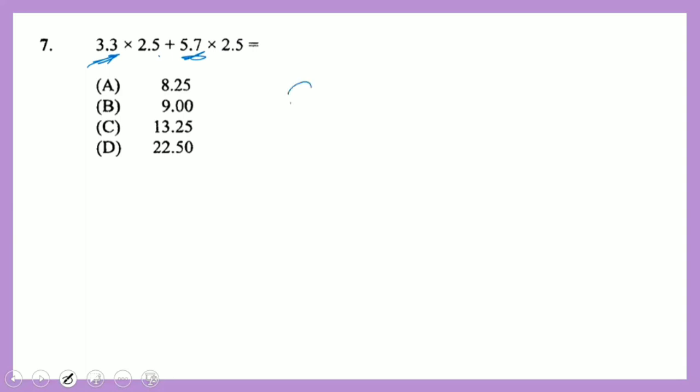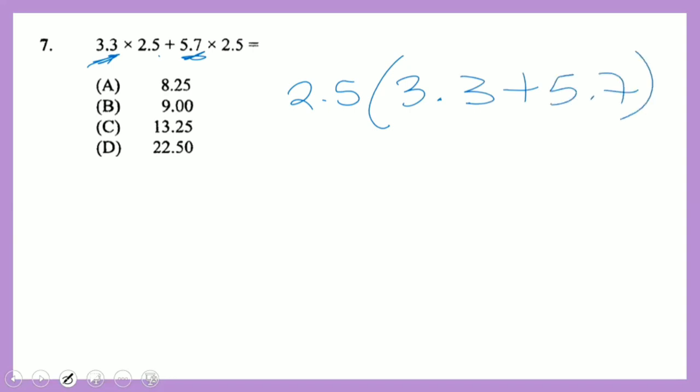So if you notice, 2.5 is being multiplied by 3.3 and 5.7. Now, what's 3.3 plus 5.7? What will that give you? Of course, 9 times 2.5. All right, and you'll take your time, do your multiplication. Your answer will be 22.5.